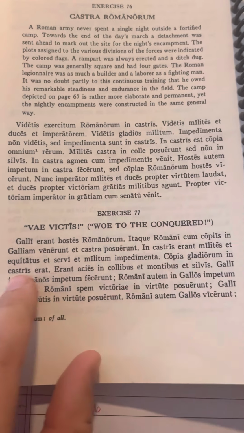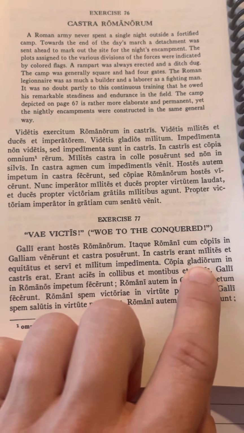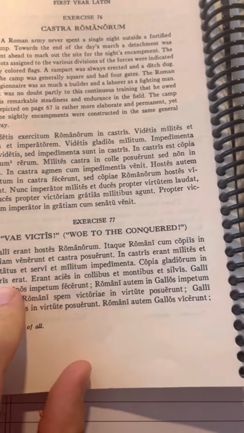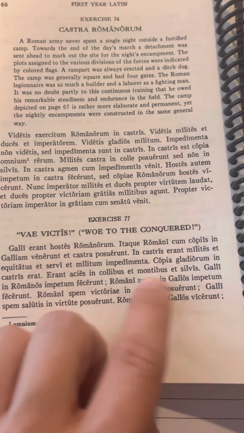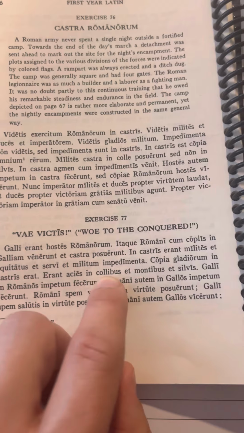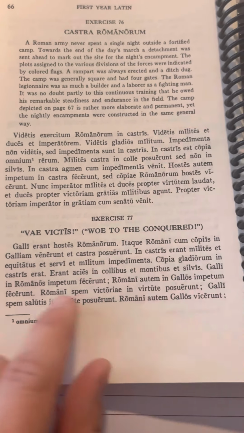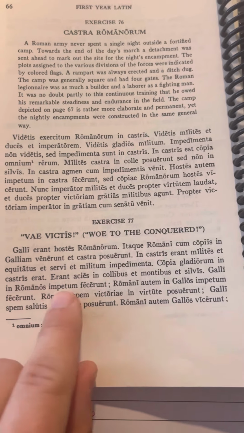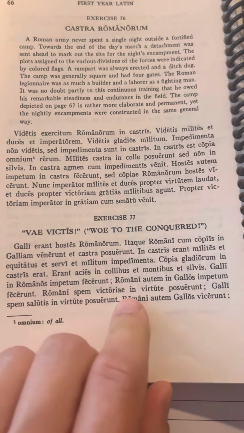Copia gladiorum in castris erat. A supply of swords was in the camp. Erant acies in collibus et montibus et silvis. There were battle lines on the hills, in mountains, and forests. Galli in Romanos impetum fecerunt. The Gauls made an attack on the Romans.